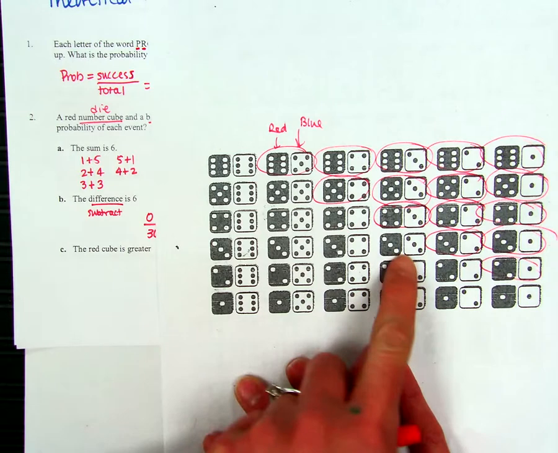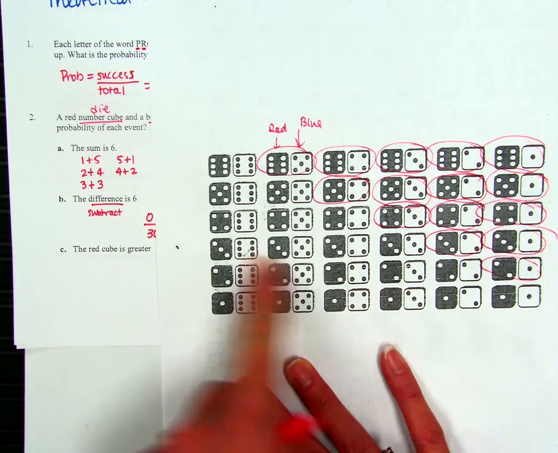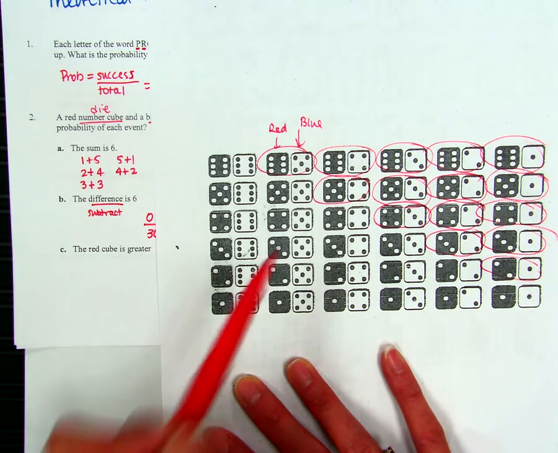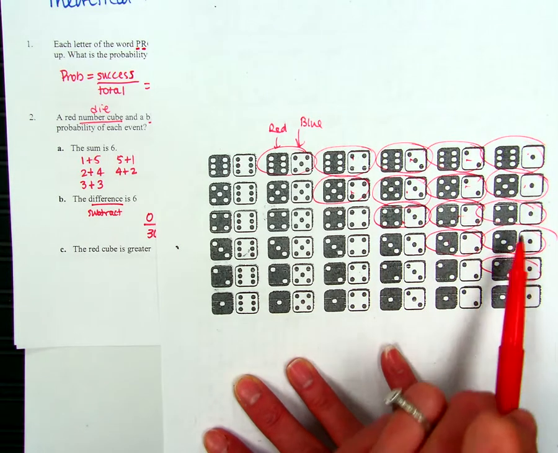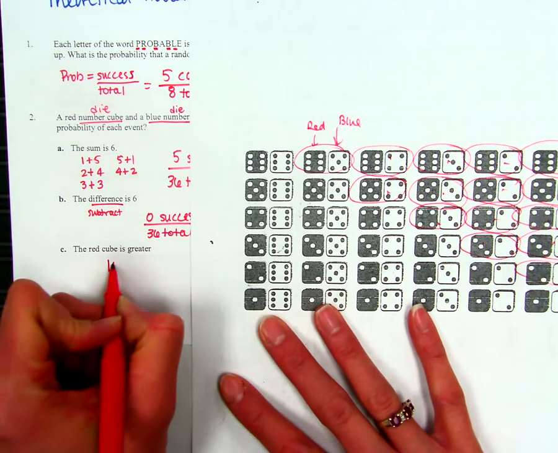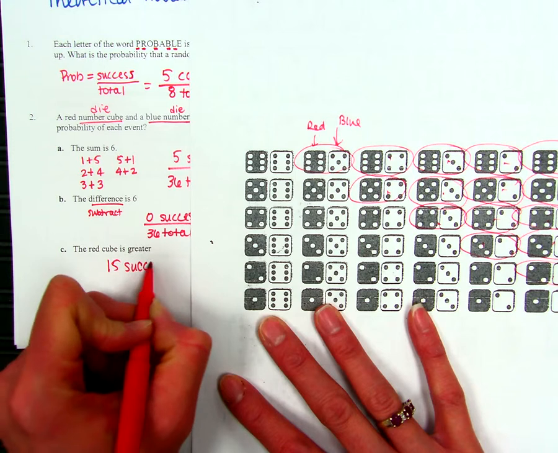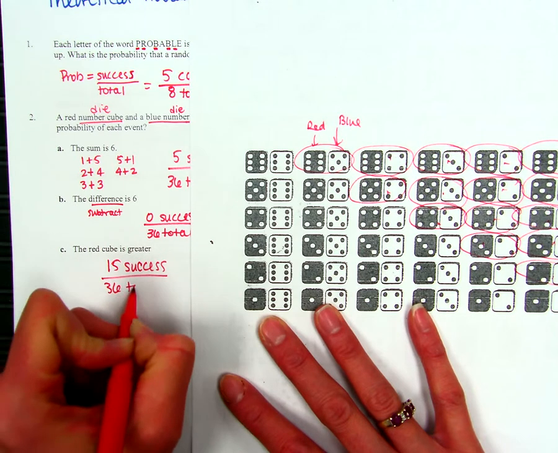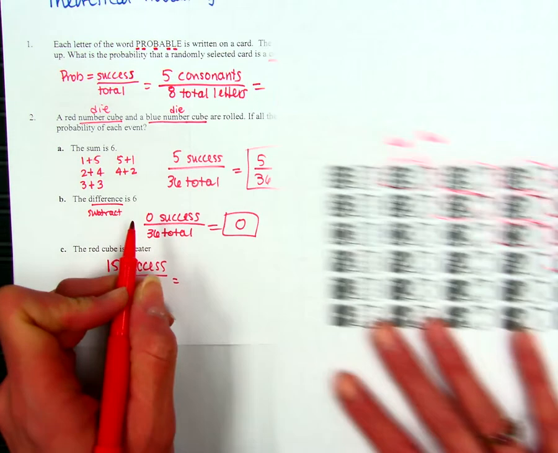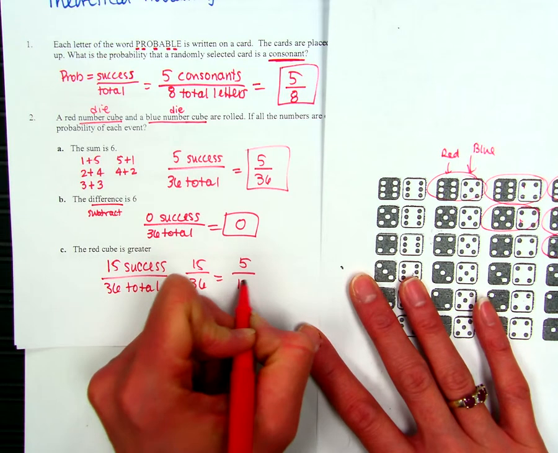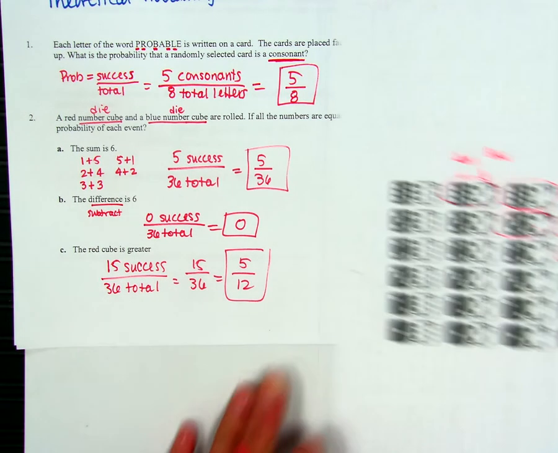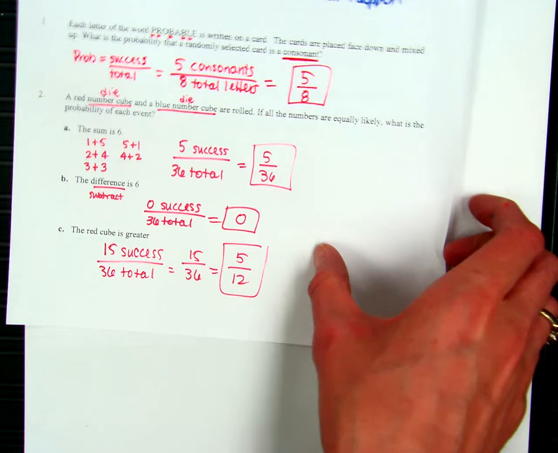These are going to be when they're equal, and then the rest of them are going to be when red is smaller than blue. So we've got 1, 2, 3, 4, 5, 6, 7, 8, 9, 10, 11, 12, 13, 14, 15. So there are 15 successful ones over 36 total. So that's 15 over 36, but if you reduce that, that's 5 over 12. Okay? All right, flip to the other side, please.